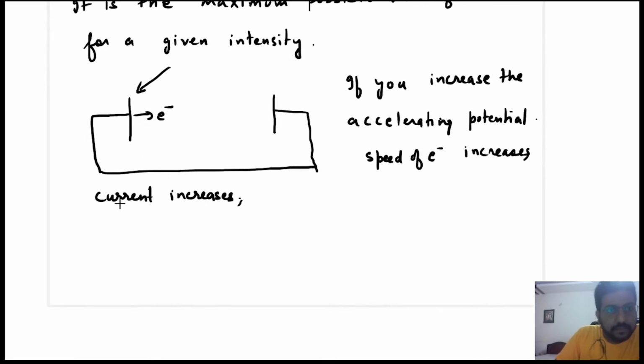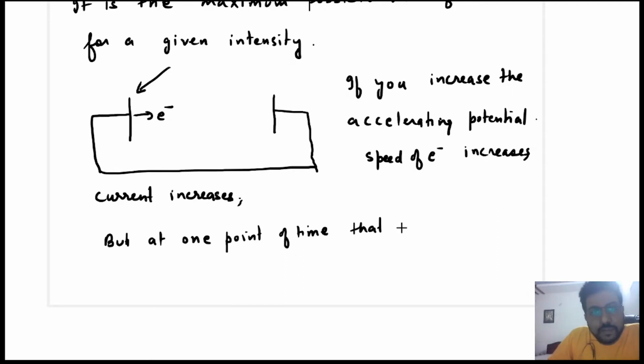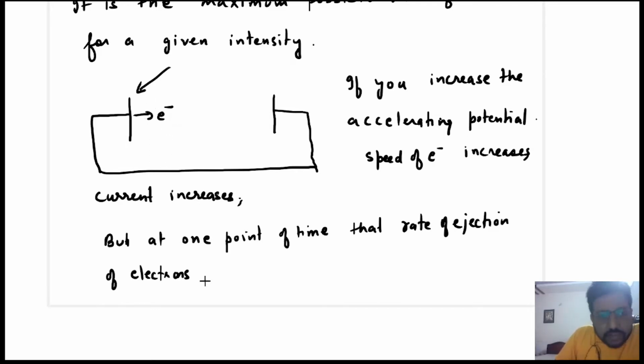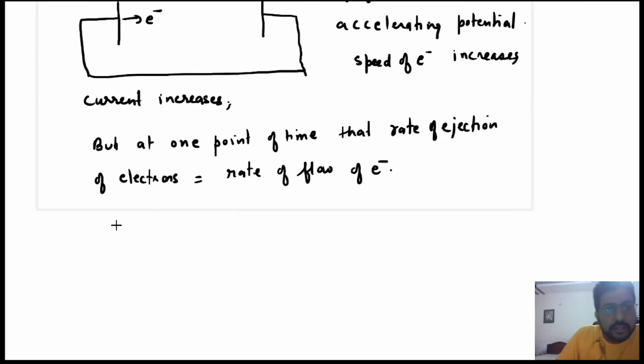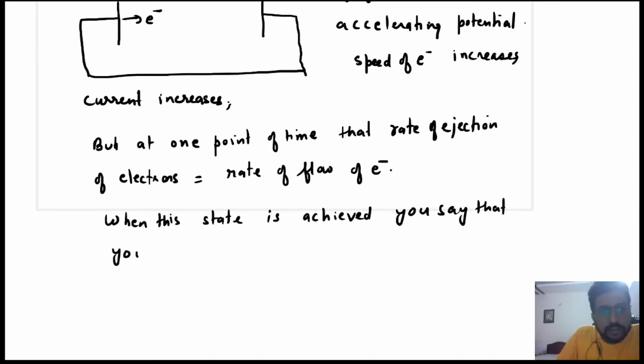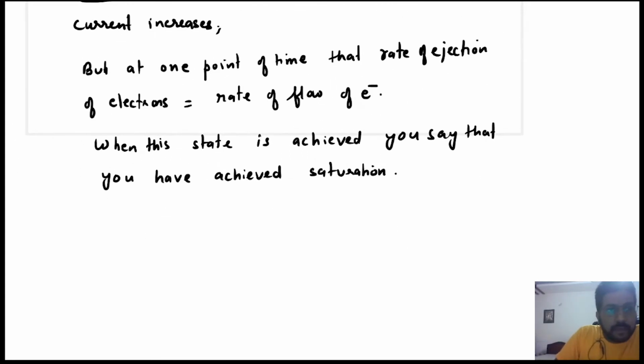But at one point of time, you have increased the accelerating potential so much that the rate of ejection of electrons is equal to the rate of flow of electrons. When this state is achieved, you say that you have achieved saturation current. So that means after achieving saturation, it is the maximum.